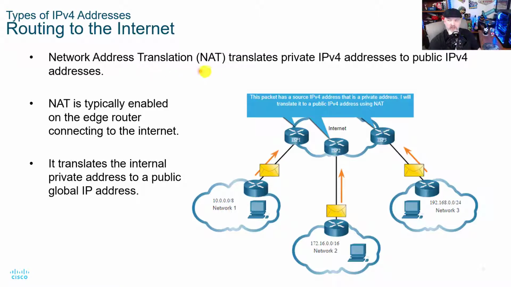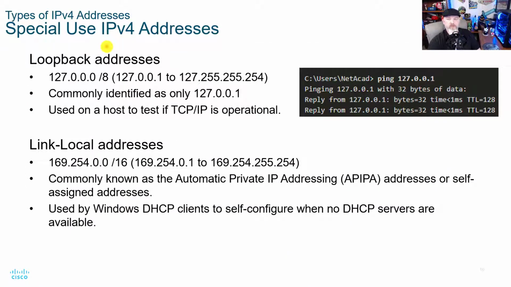Routing to the internet. Network address translation translates private v4 addresses to public v4 addresses. NAT is typically enabled on the edge router connecting to the internet, and it translates internal private addresses to public global IP addresses.